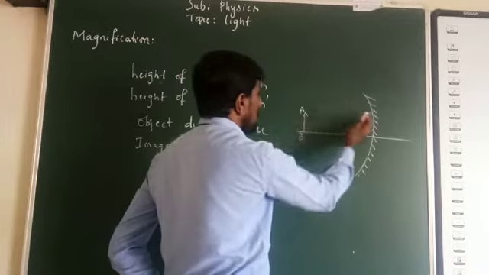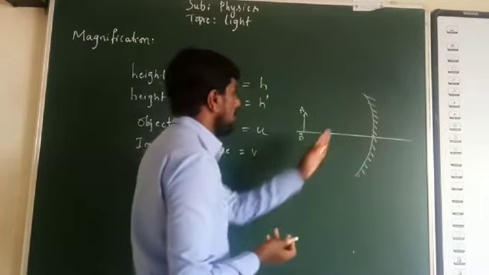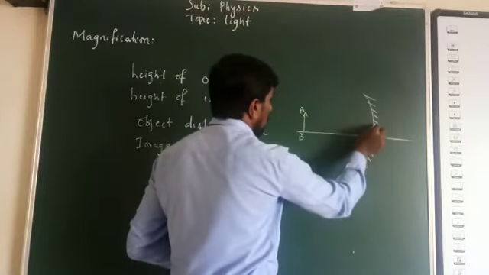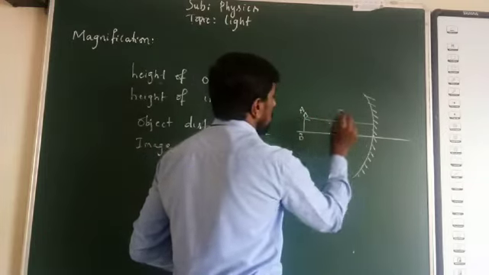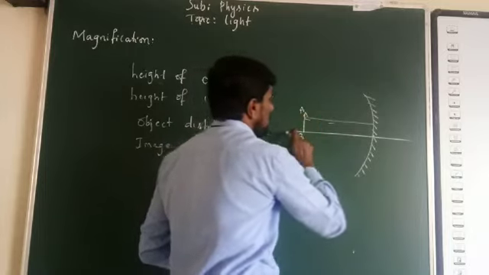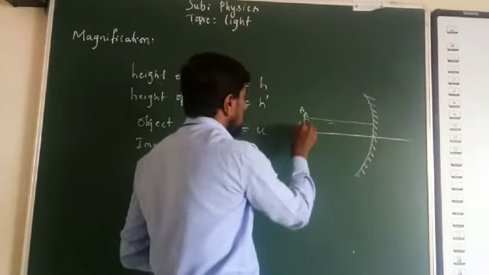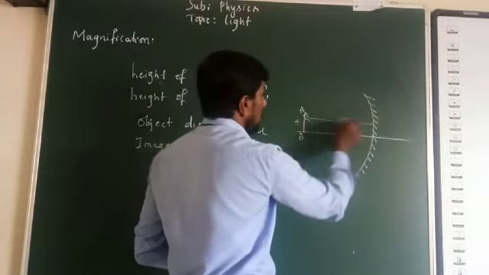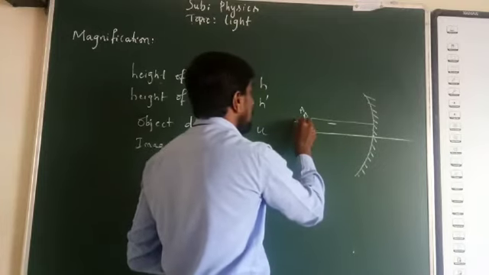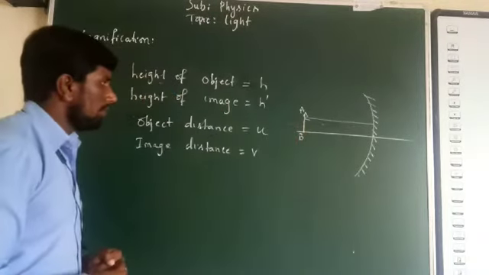Therefore, if you are keeping the object here, you should take it as negative. Similarly for the image distance from the pole, you should take it as negative. In the y-axis, there is a positive y-axis and a negative y-axis, so this height will be positive. The object distance will be negative and the object height will be positive. You have already studied the sign convention in the last class, correct?